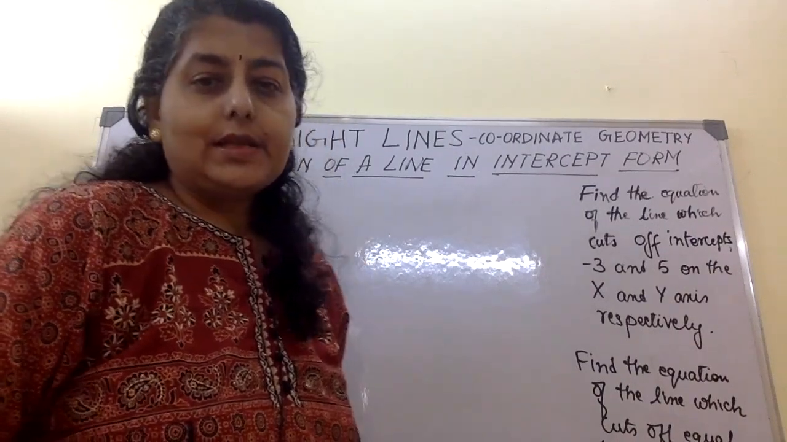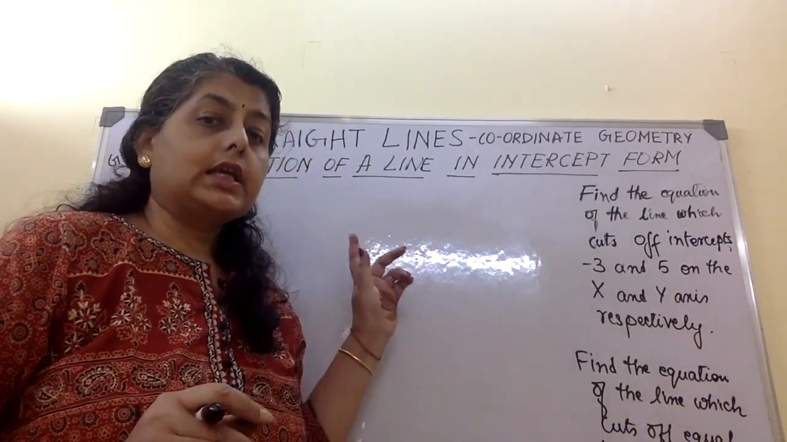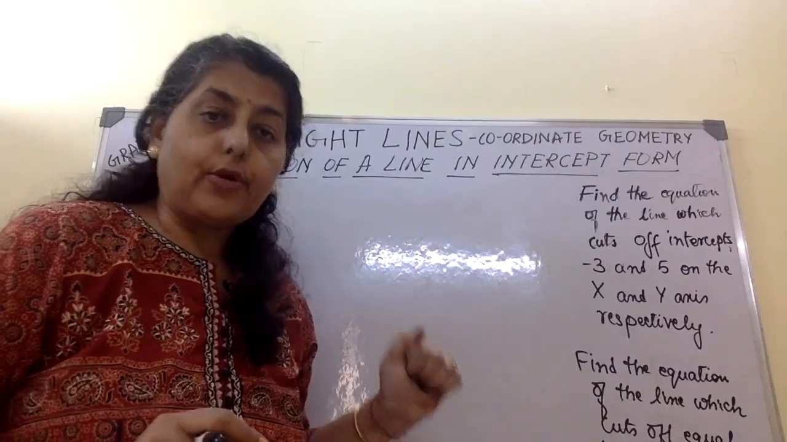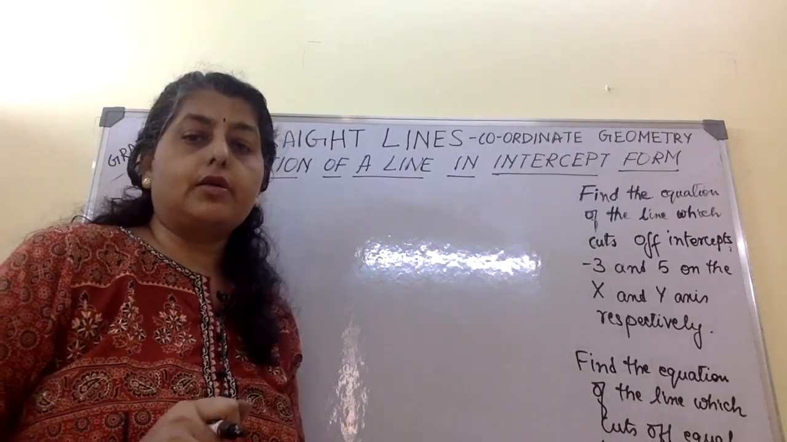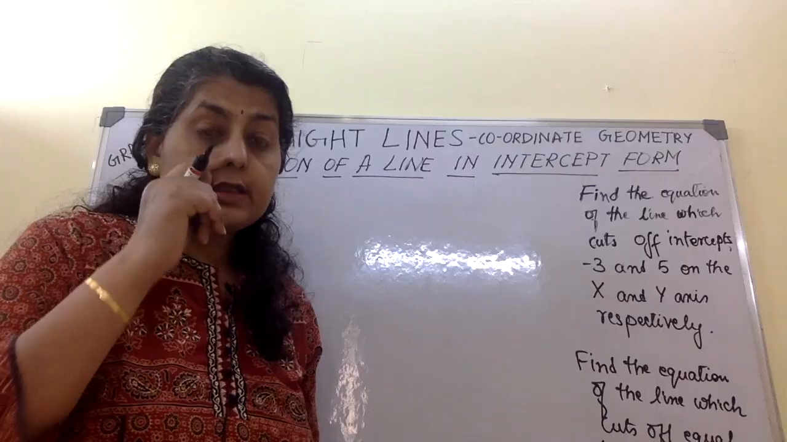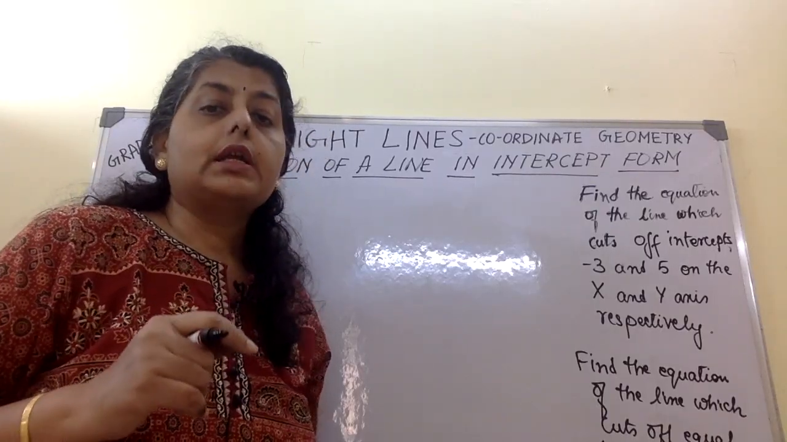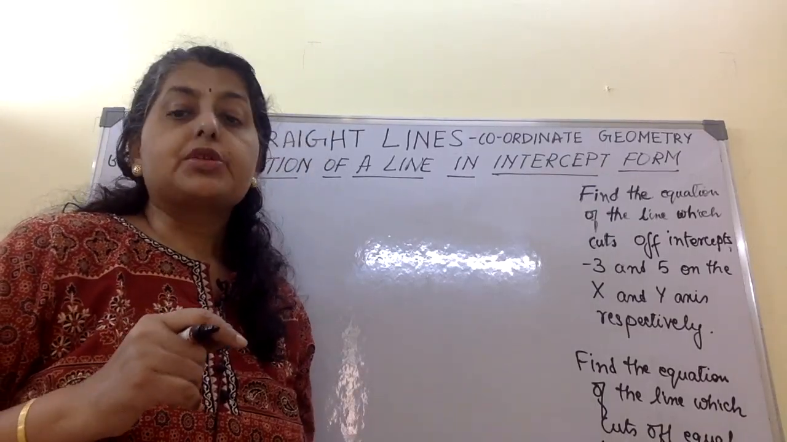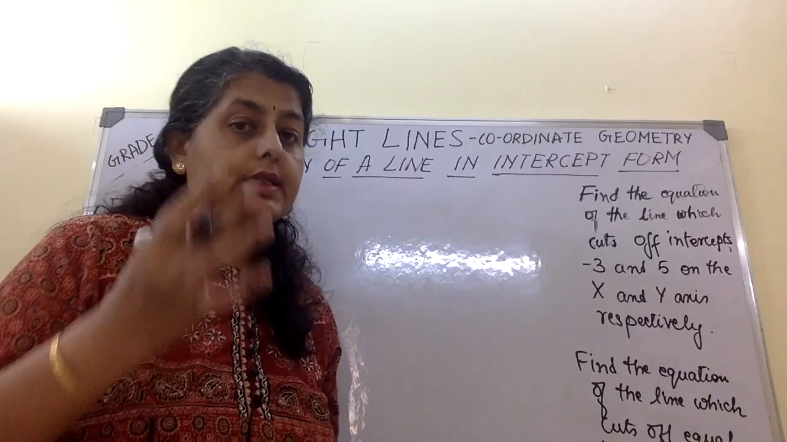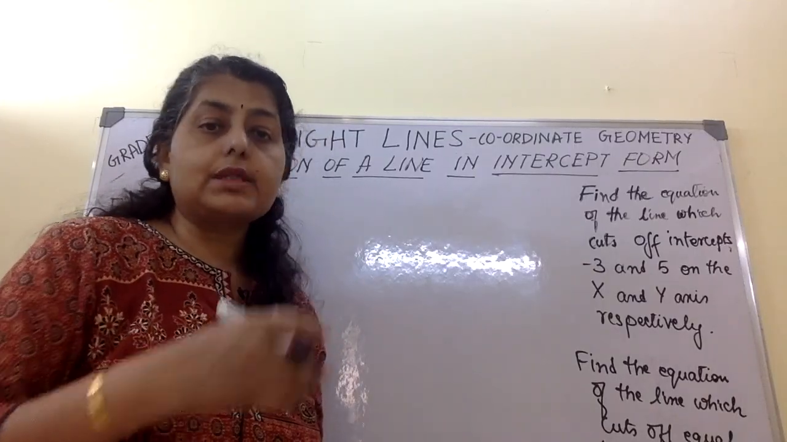Welcome all of you. So here is a video on the equation of a line in intercept form. This is again another form of equation of a line. Before this we did the slope intercept form. Now this is intercept form. So let us first understand what intercept form is, and then we'll do sums on it.